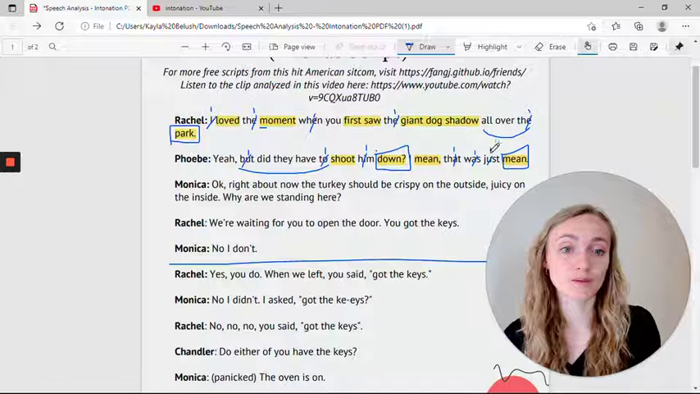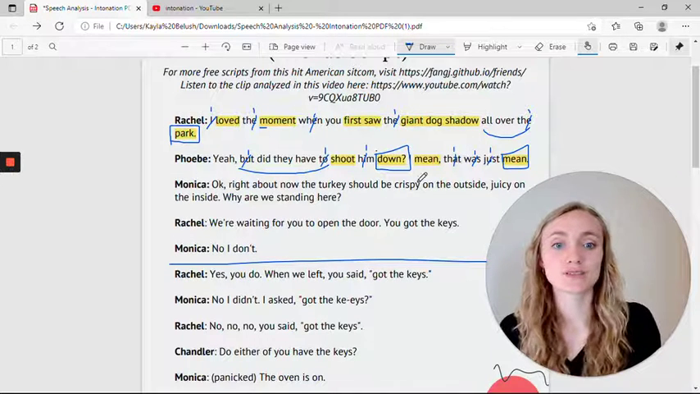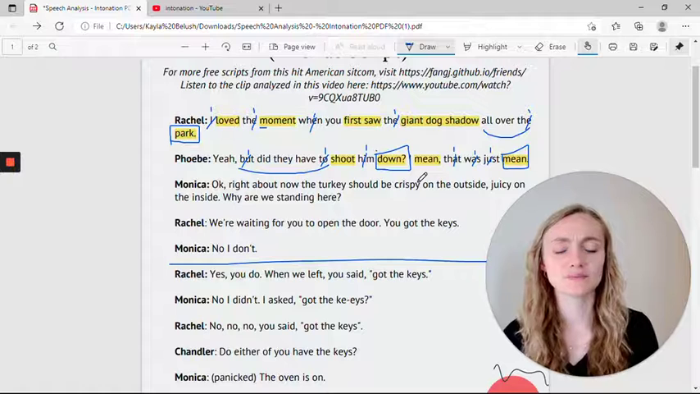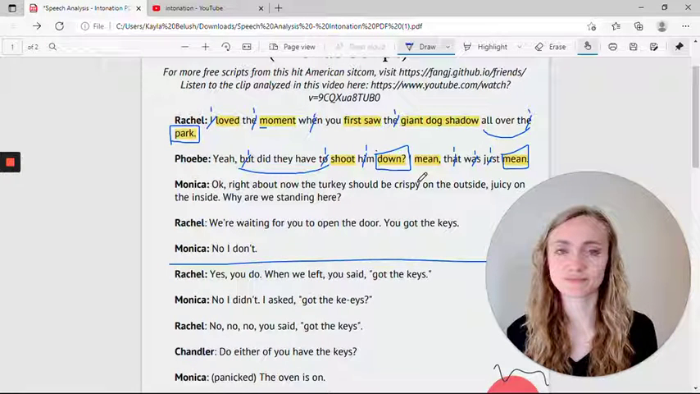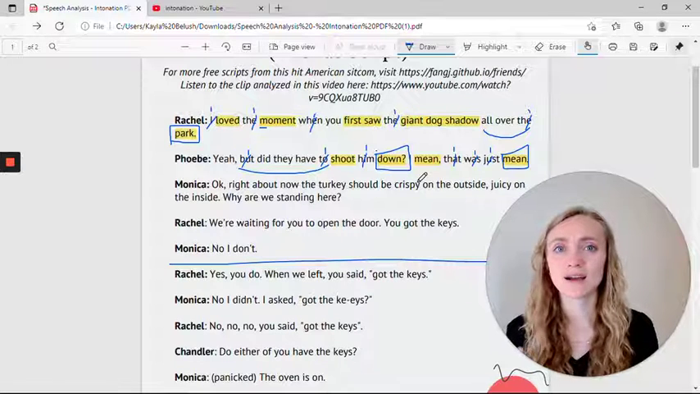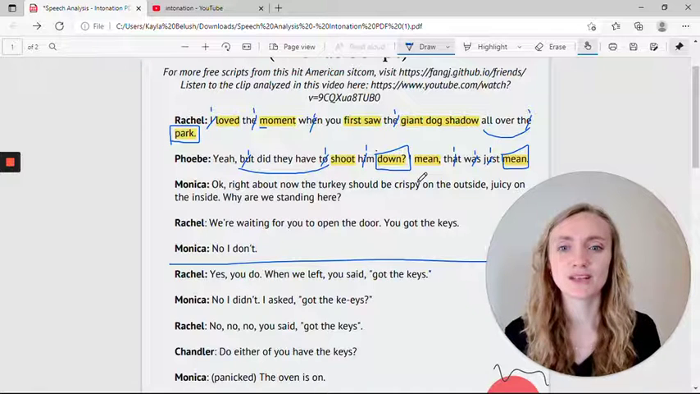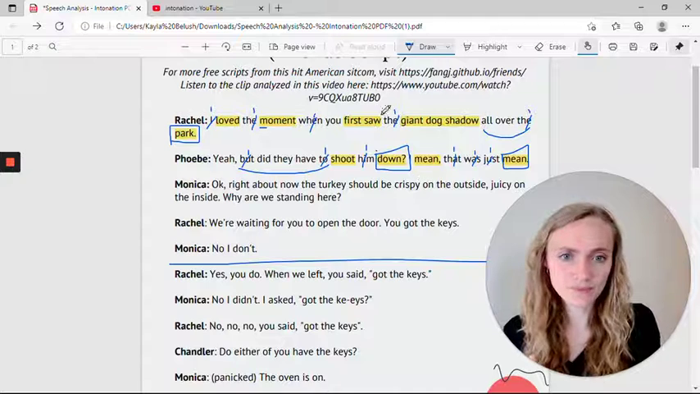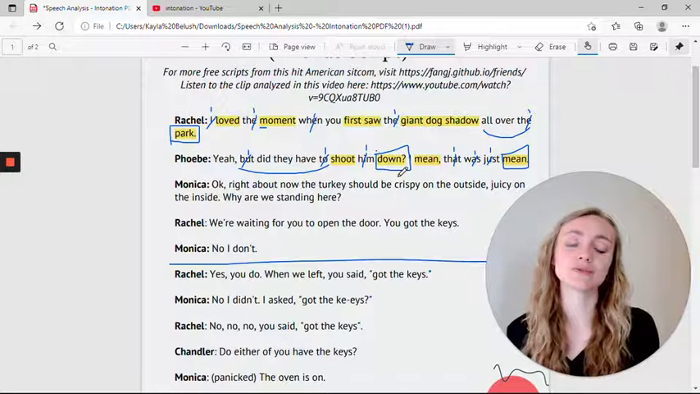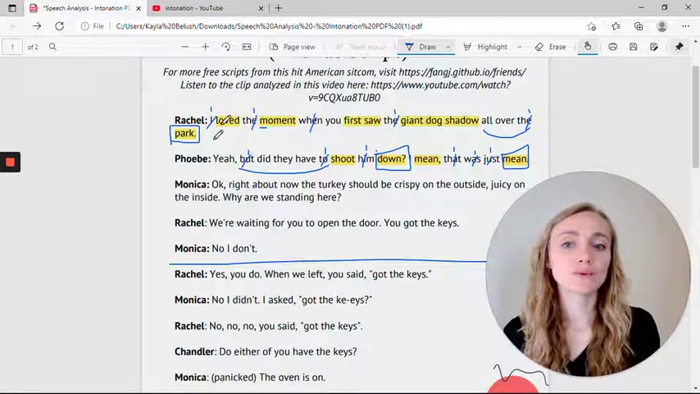Okay, so with the function words, we're replacing the vowel with a schwa, a quick sound. So let's read the sentence together. Yeah, but did they have to shoot him down? That was just mean. Emphasis on the mean, okay? That was just mean. So that's how we are doing the first part, okay? I think these were some pretty good examples with these first 2 sentences because they had quite a few different content words.